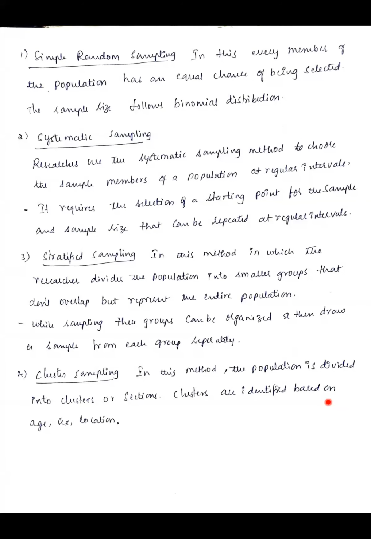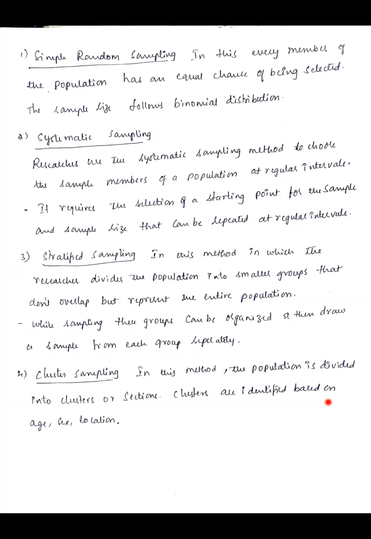First, we'll see simple random sampling. In this, every member of the population has an equal chance of being selected. That means the sample size follows the binomial distribution. Clear? It's very simple. If we are randomly collecting the sample from the population, and the population has an equal chance of being selected, the sample size follows the binomial distribution.